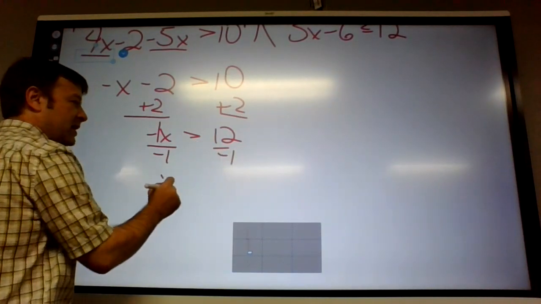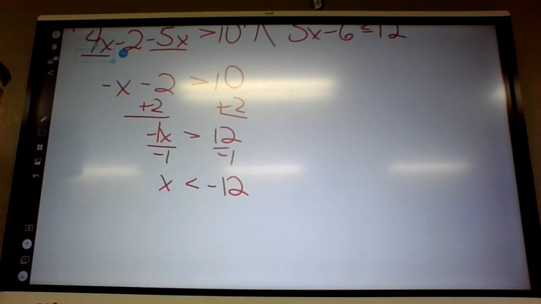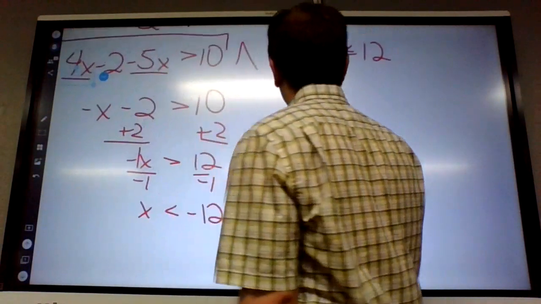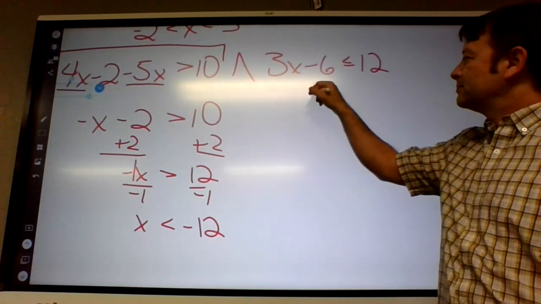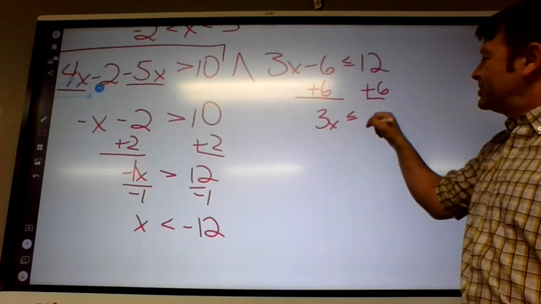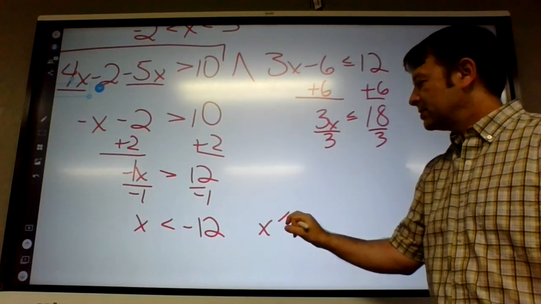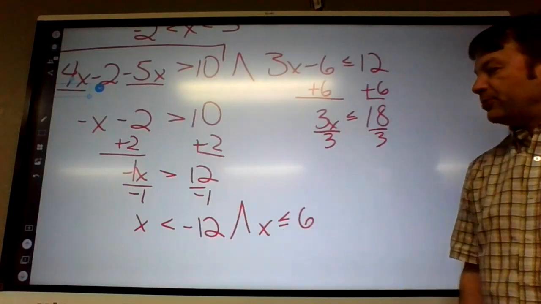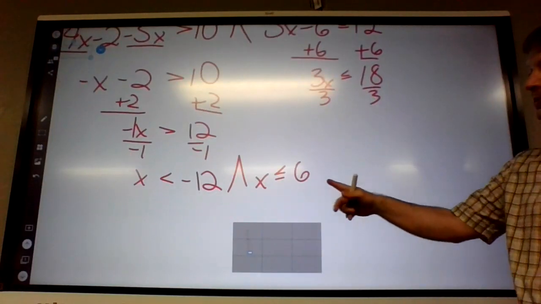When you divide by a negative, the inequality switches, and the 12 switches to negative 12. Okay, how about this one? This one's easier. Add 6. So that will be 18. 18 divided by 3 is 6. Okay, what numbers are less than negative 12 and less than or equal to 6?